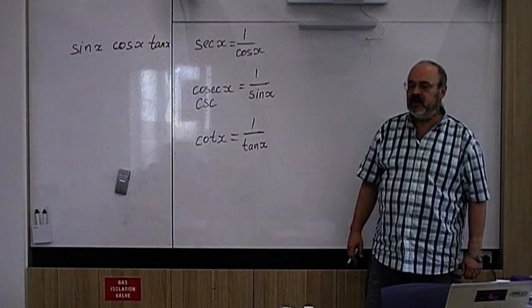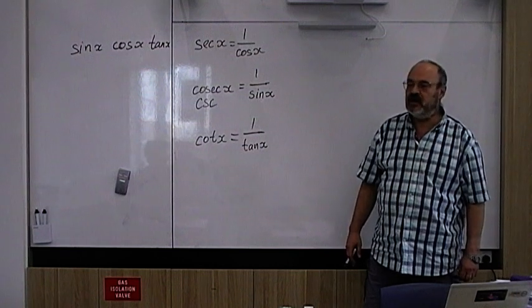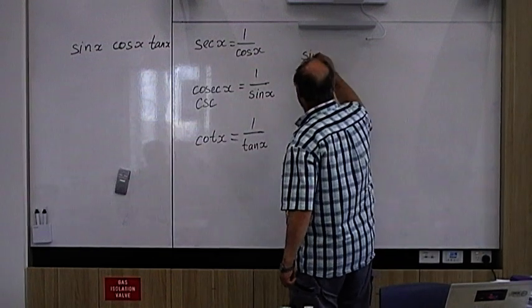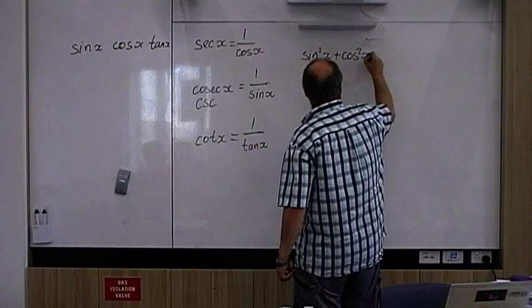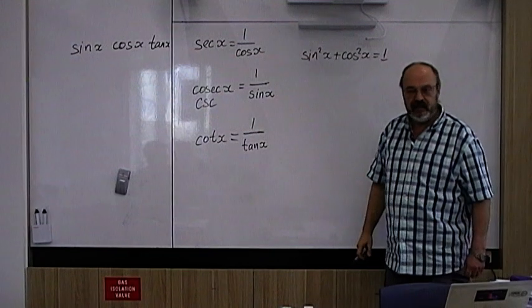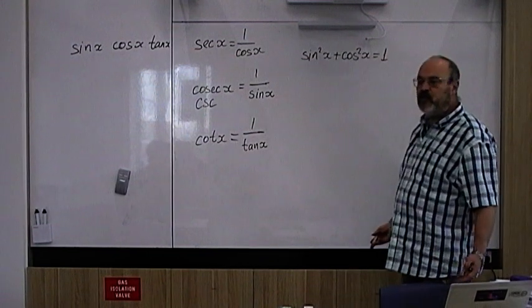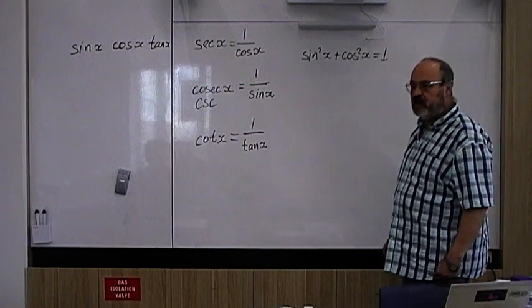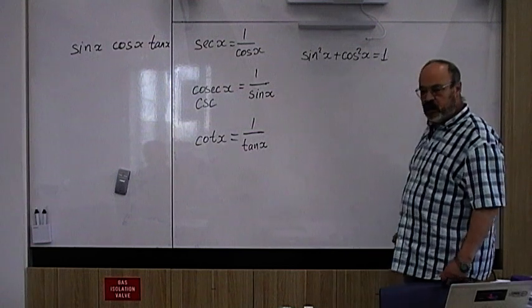The first identity that you should know by now is the Pythagorean identity: sine squared x plus cos squared x equals 1. Familiar with it? Yeah. So I don't need to explain where it came from. It comes just from the unit circle and Pythagoras. That's the first identity that we will be using.